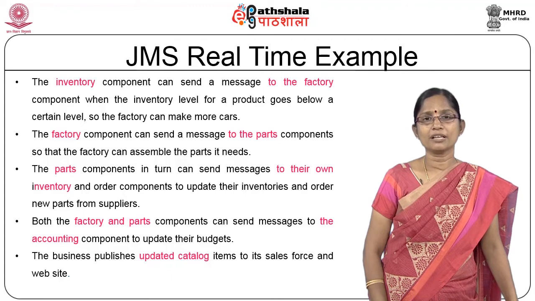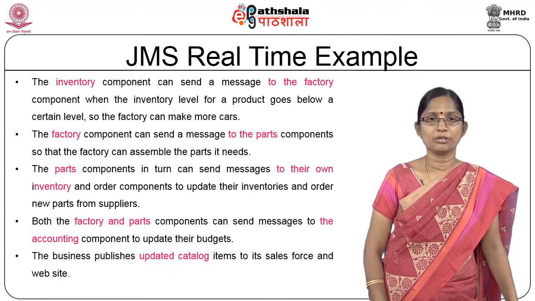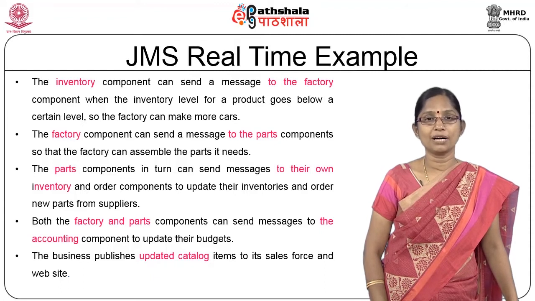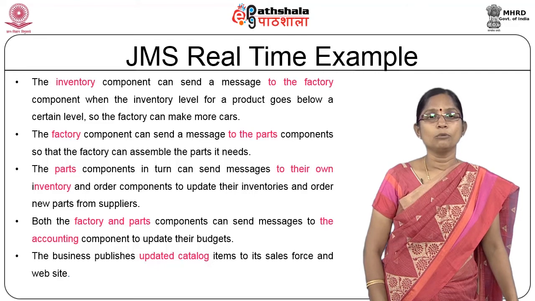The factory component can send a message automatically to the parts component so that the factory can assemble the parts it needs. Whenever it requires the parts, it sends a message to the parts component. Now, the parts component in turn can send a message to their own inventory, and order the components to update the inventories then and there, and order new parts from suppliers also. Both the factory component and parts component can send messages to the accounting component to update their budgets. So, the business publishes updated catalog items to its sales force as well as on the website.